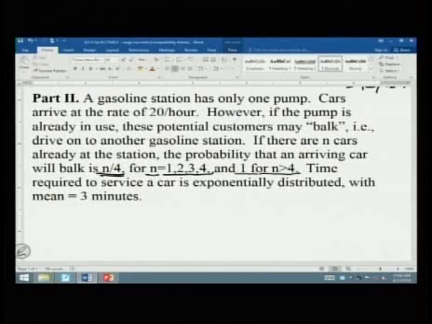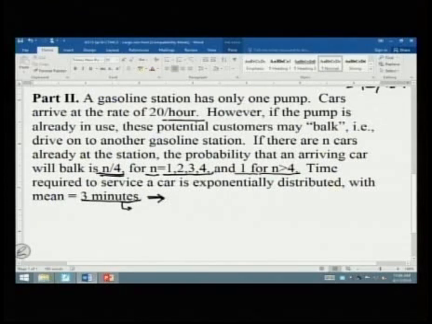And the time required to service a car is exponentially distributed with mean 3 minutes. So in this case, what is the service rate? We need to stick to the same unit, so let's use the hour. You need to convert 3 minutes to hour, which is 1 over 20 hour, right? Which means the service rate should be 20 per hour. Is that right?